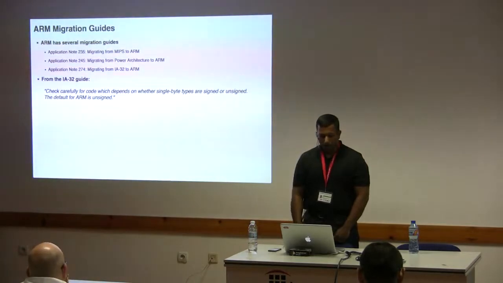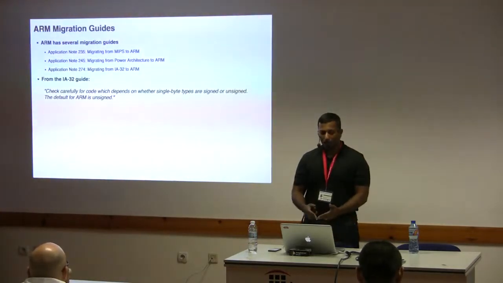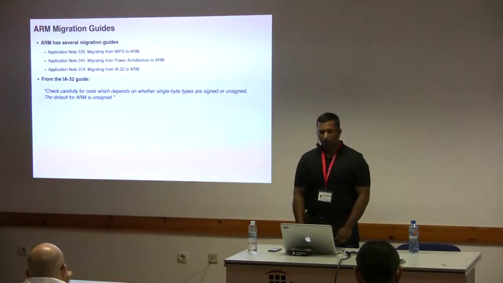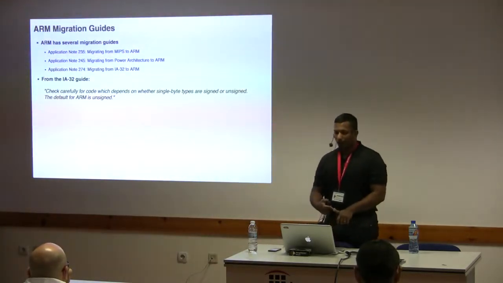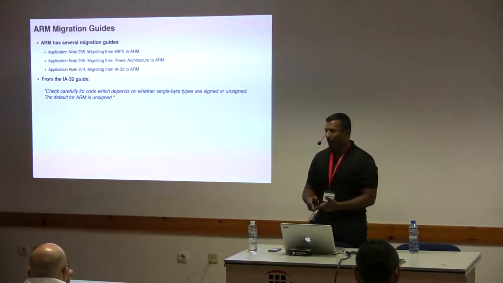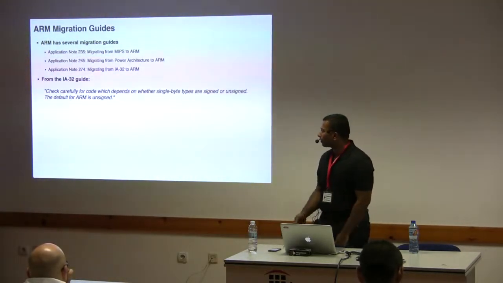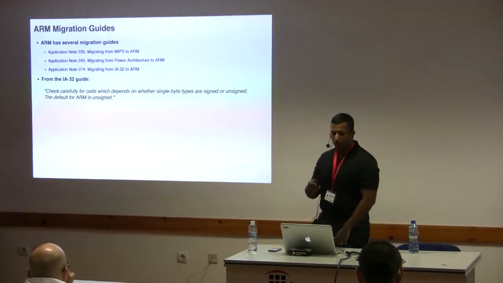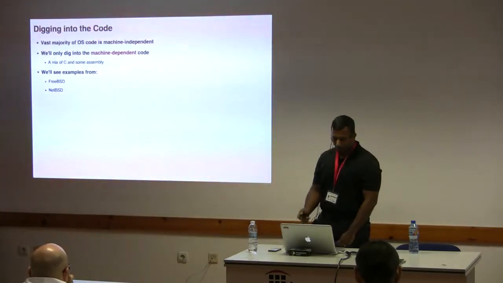ARM also has a lot of useful migration guides. If you're coming from MIPS, Power, or x86, these are good. They're kind of a quick start guide. The IA32 guide has useful information, like that on ARM characters are unsigned by default, which can cause problems. So you should definitely grab these if you're coming from one of these other architectures.